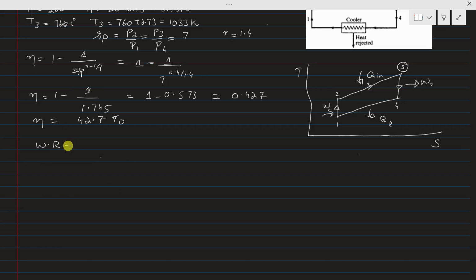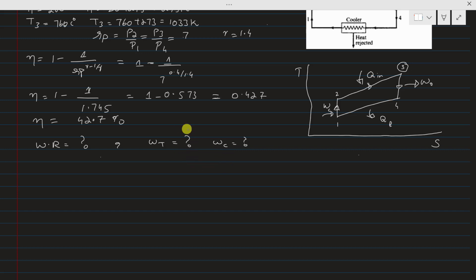So here is the main part of this problem. You must find the work that is delivered by the turbine and the work that is supplied to the compressor to run it and compress the working fluid.